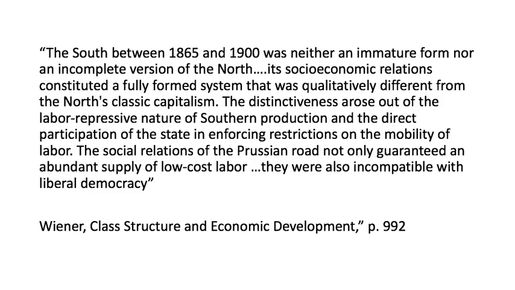To sum it up, Jonathan Weiner puts it this way: the South between 1865 and 1900 was neither an immature form nor an incomplete version of the North. Its socioeconomic relations constituted a fully formed system that was qualitatively different from the North's classic capitalism. The distinctiveness arose out of the labor repressive nature of Southern production, and the direct participation of the state in enforcing restrictions on the mobility of labor. The social relations of the Prussian Road not only guaranteed an abundant supply of low-cost labor, they were also incompatible with liberal democracy.